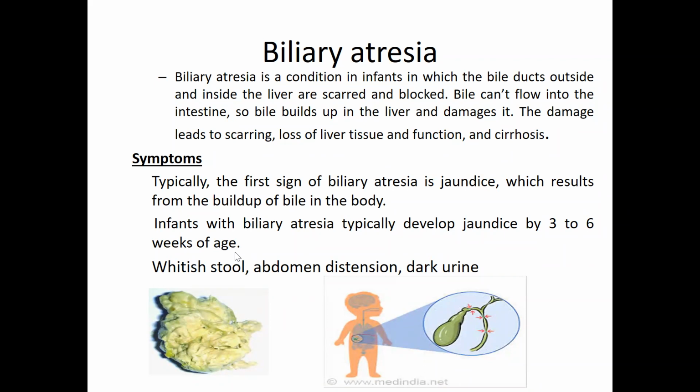Rather than early jaundice, the jaundice appears a little late, because this is a pathological jaundice which starts later. If you look at the stool, the normal yellow color of the stool is because of bile. When there is an absence of bile, the stool will be whitish, like alcohol color. Urine will be dark and there will be abdominal distension.